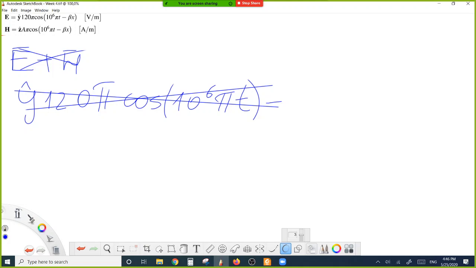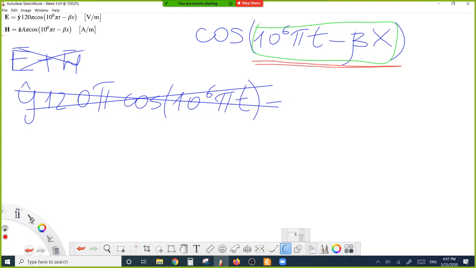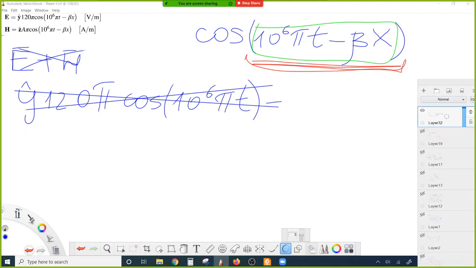No. Here, okay, look, pay attention. The argument of cosine is not just this. The argument of cosine is the whole bracket: 10 to 6 pt minus beta x. This is the argument of cosine. Okay, you have a clue.